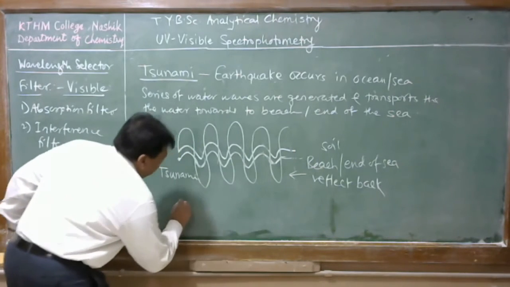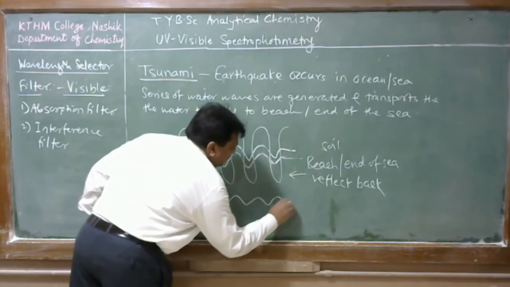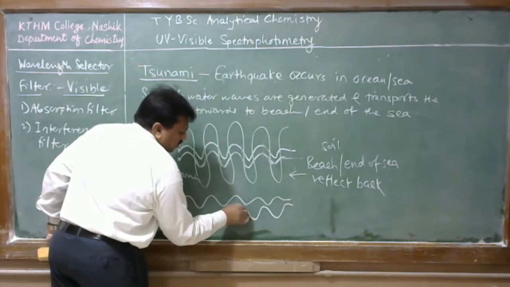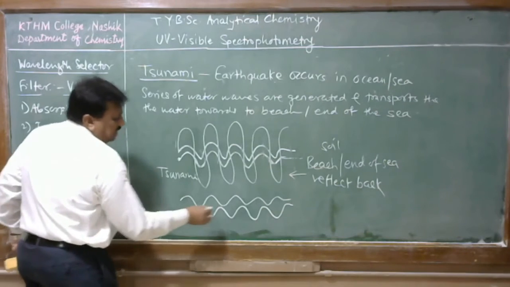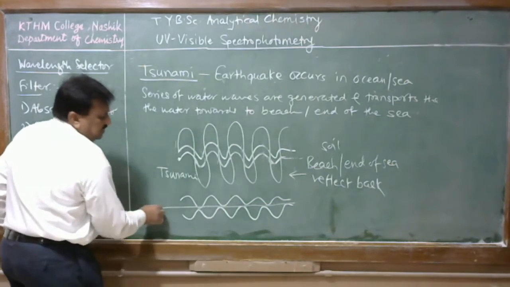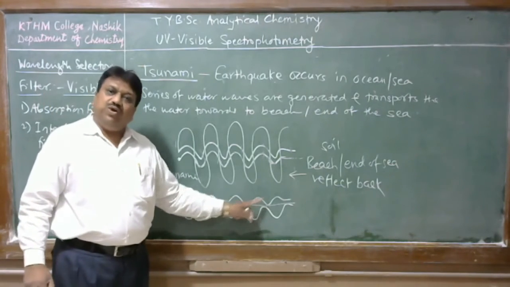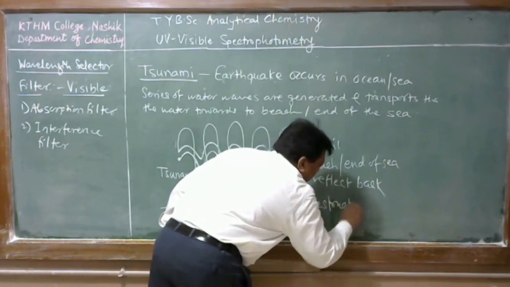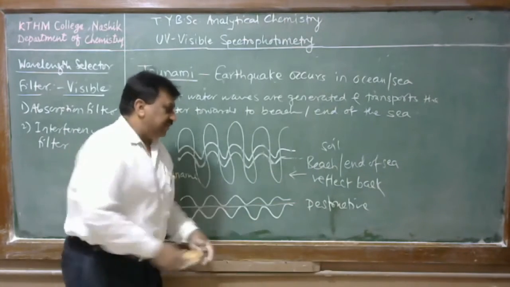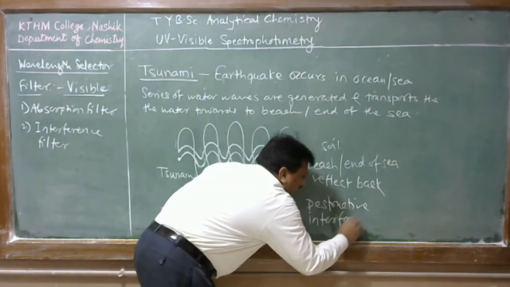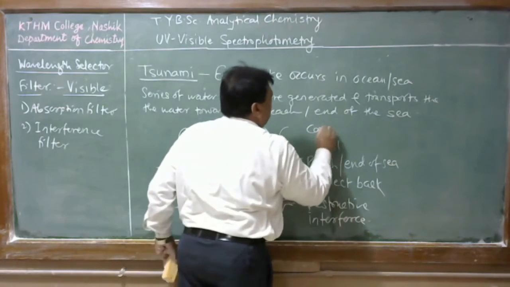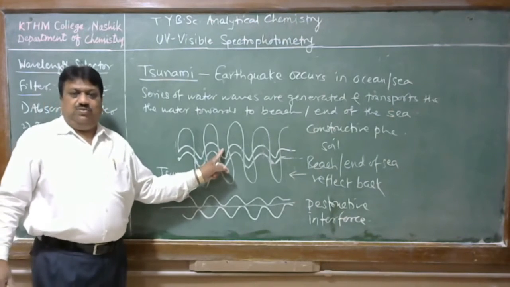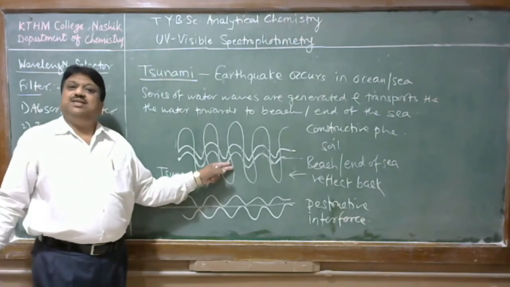Suppose, for example, the wave is traveling in this direction towards this side, and another wave is reflecting in this fashion again towards the ocean. At that time the amplitude of one wave is cancelled with the other wave, and there is no wave, and this type of phenomenon is called destructive phenomenon. Destructive interference cancels the waves, and constructive phenomenon increases the amplitude of the wave, and in a similar fashion the interference filter works.